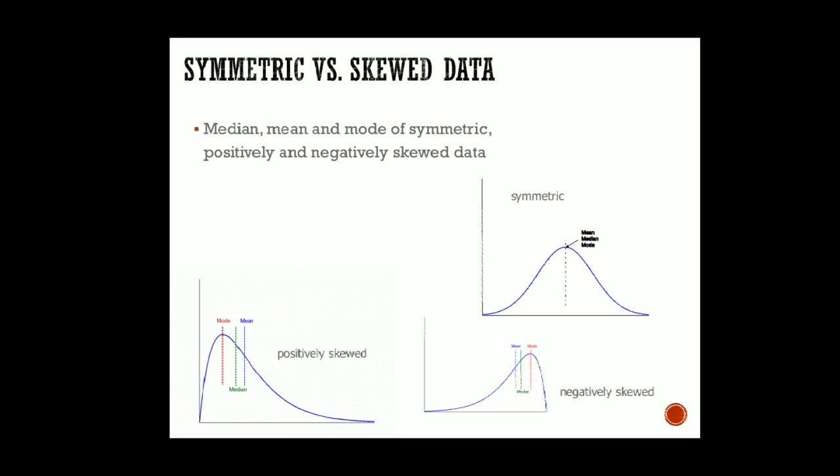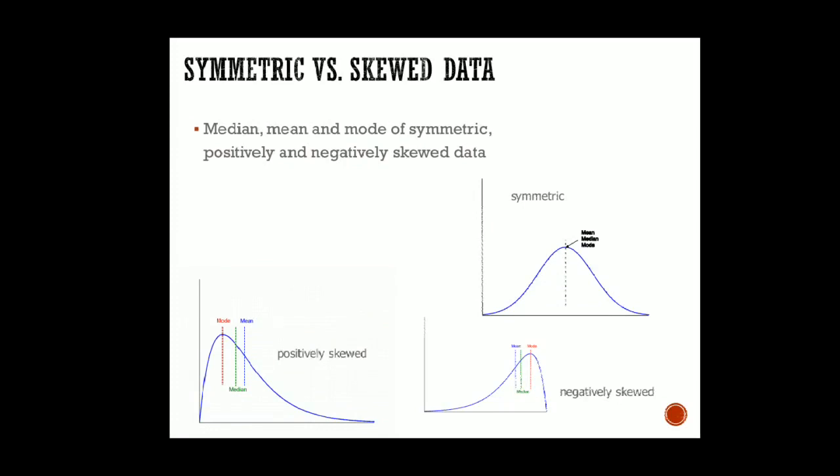Next is this one. You can see there are three different kinds of graphs present. One is symmetric, another is positively skewed, another is negatively skewed, and mean, median, and mode are being marked there just to have a feel. We have just incorporated this one, and we will end this lecture with this much only.